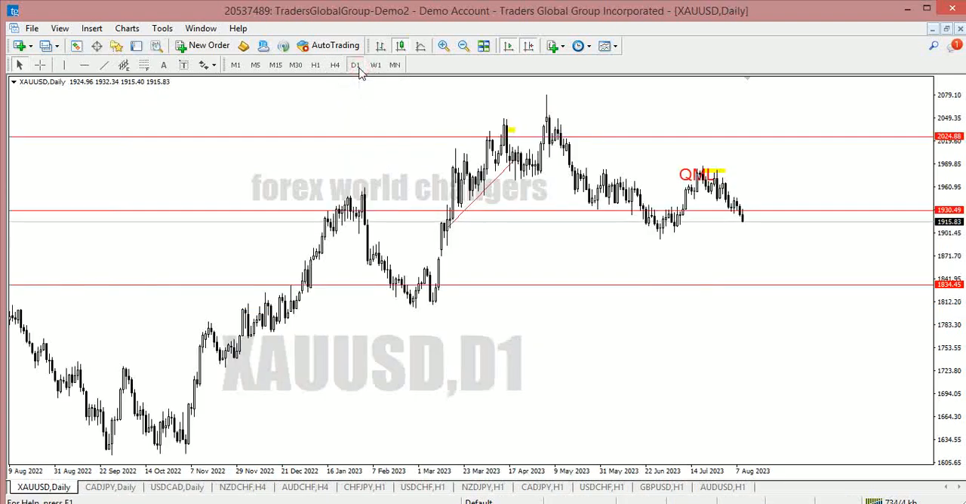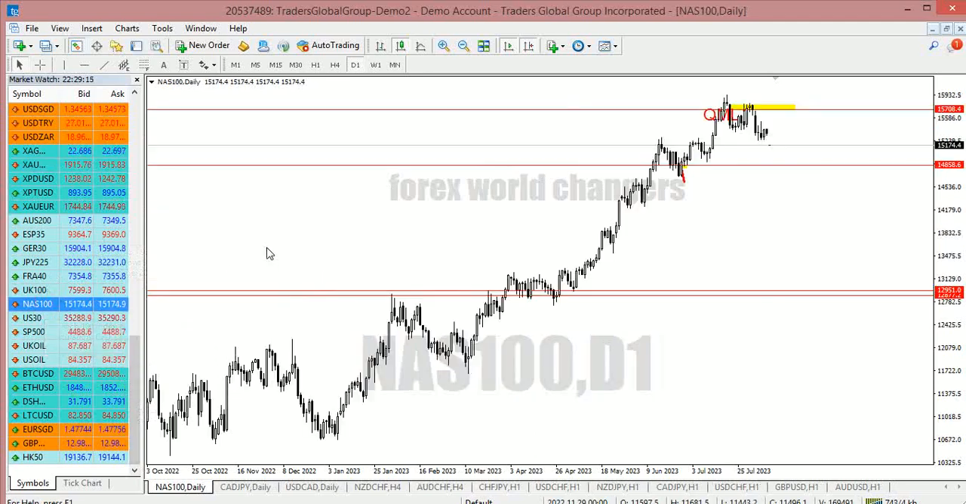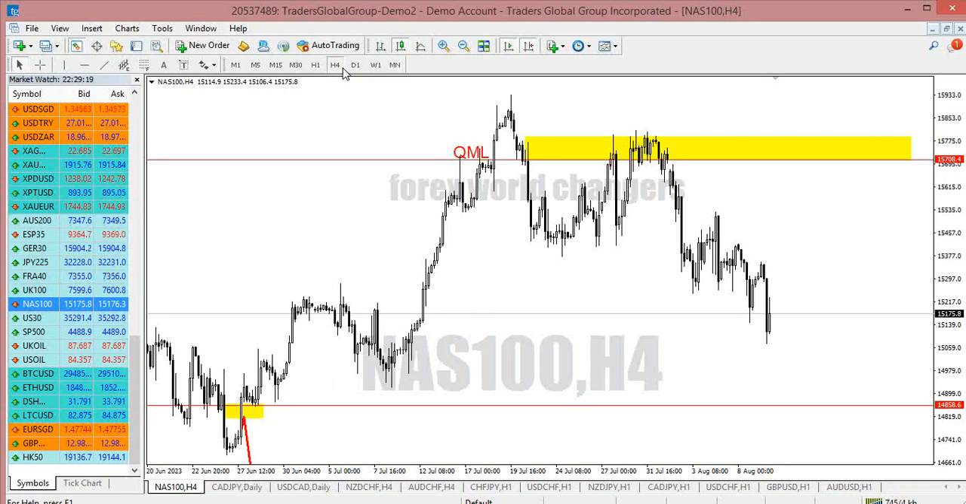Let's go for higher time frame. There's nothing really happening on the high time frame, so let's just pass the gold since it doesn't have a very nice clear setup. So let's go for the NASDAQ. I haven't seen the NASDAQ in a minute, so let's go for NASDAQ. We had the NASDAQ as well.